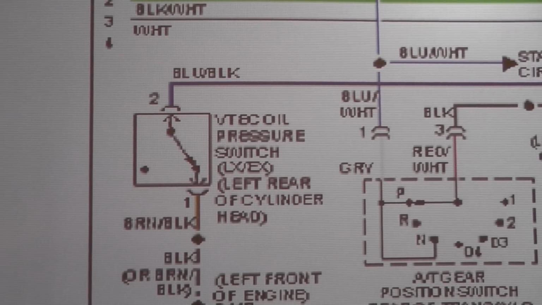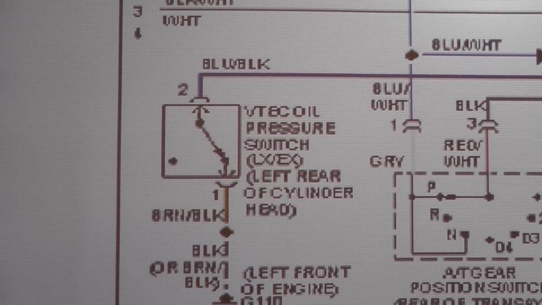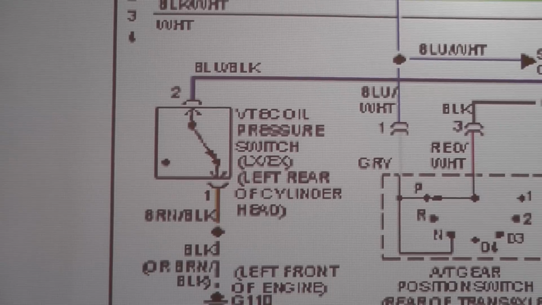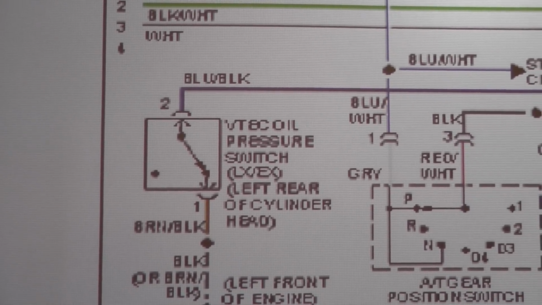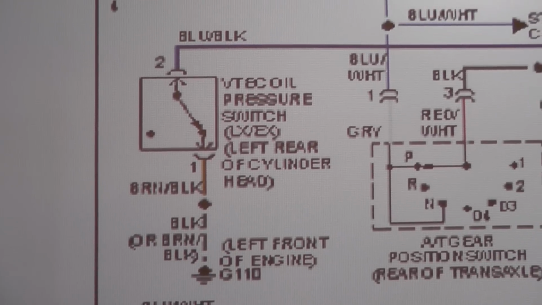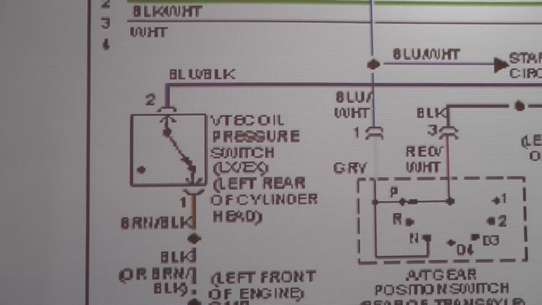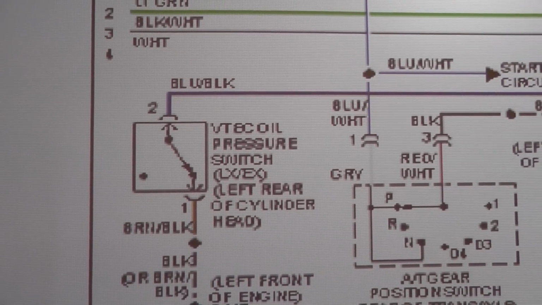Okay, we're gonna do the manual VTEC pressure switch and solenoid test, and we need to know which one the signal wire is. You can see right here, it's blue with a black. The brown with a black is the ground, and the blue with the black is the signal wire. So we need to know that to know which one to check, which one to T-pin: the blue-black wire.